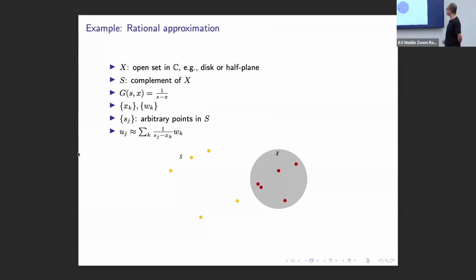This is an important example. Typically, suppose you have an analytic function outside a certain domain, but you know that it's actually coming from a sum of a bunch of poles. By observing this analytic function at these yellow locations, what you want to do is figure out the pole locations and also the pole weights. Okay, so that's called rational approximation.